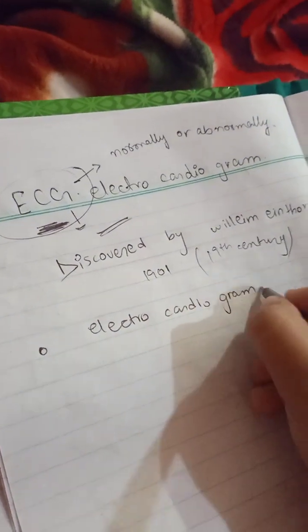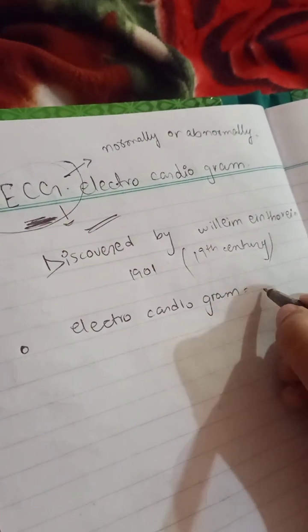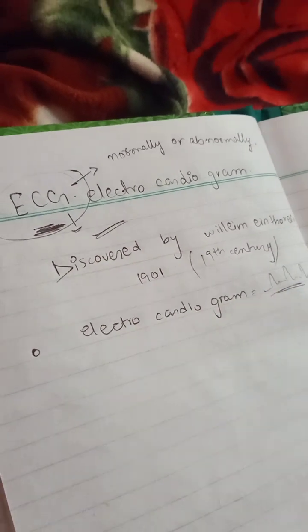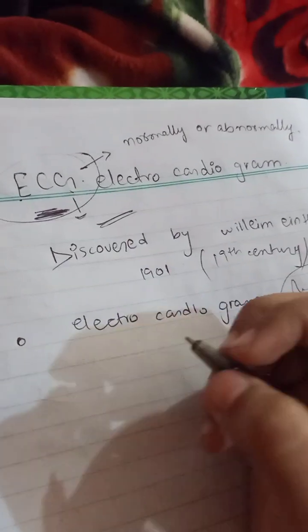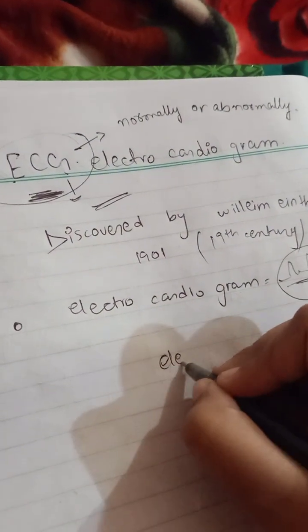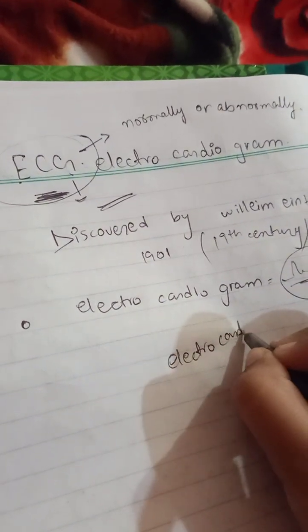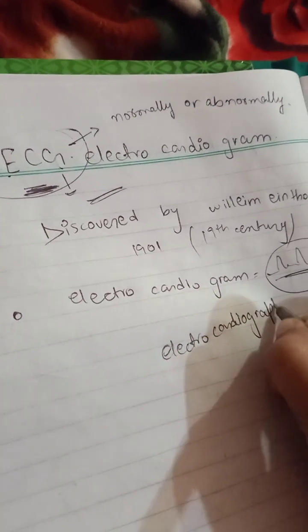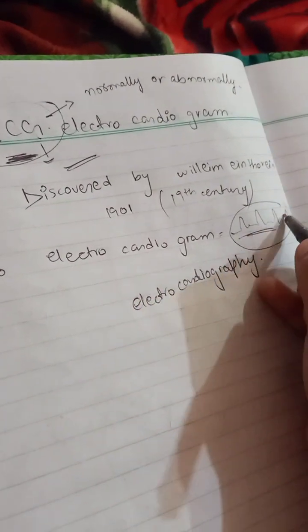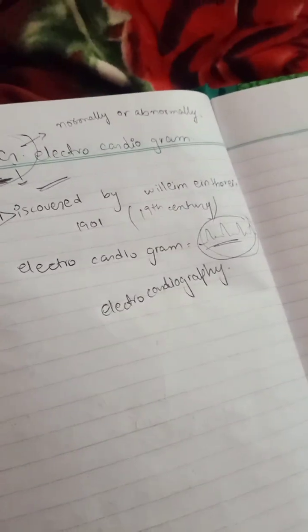The electrocardiogram is basically a deflection recording graph. Deflection is a graph that looks like this. Okay, so this is called deflection. The deflection is recorded, and that is what we call an ECG. And the machine that is used to detect this deflection is called electrocardiography. Okay, so here you can see that when the impulse is passed, this kind of deflection starts.